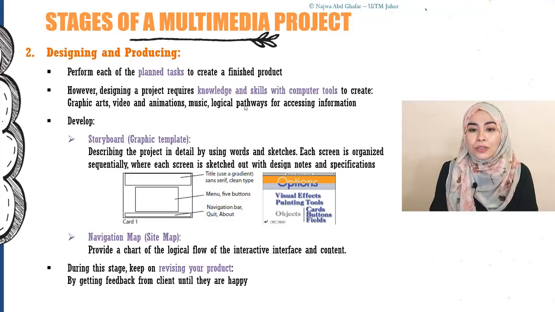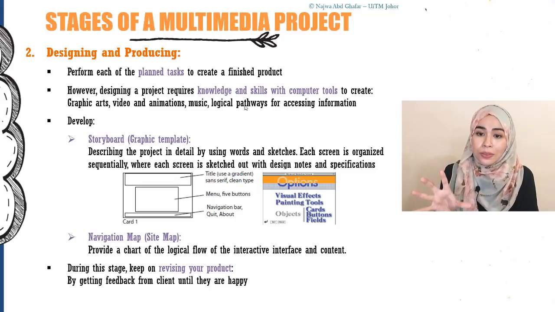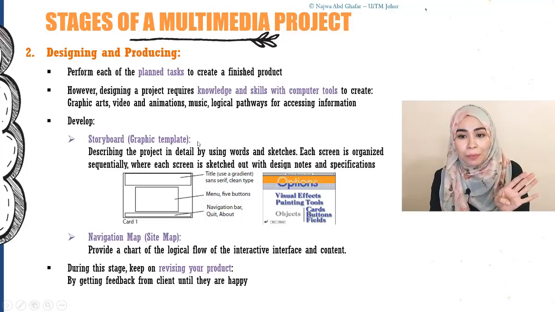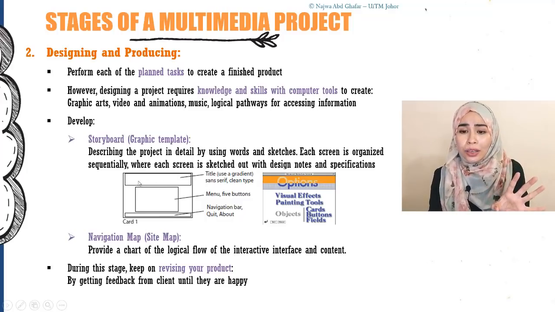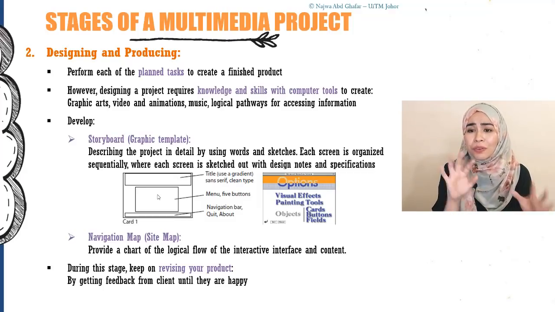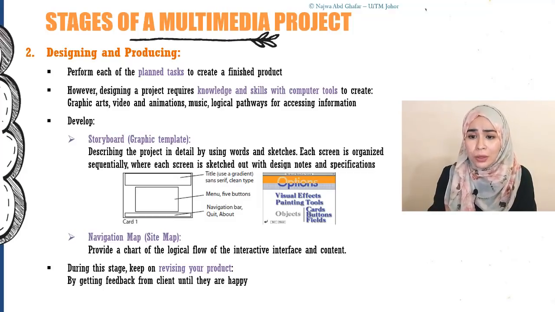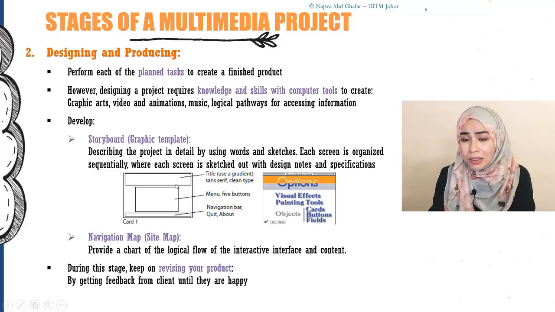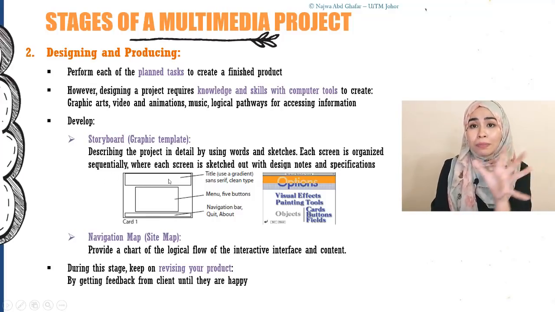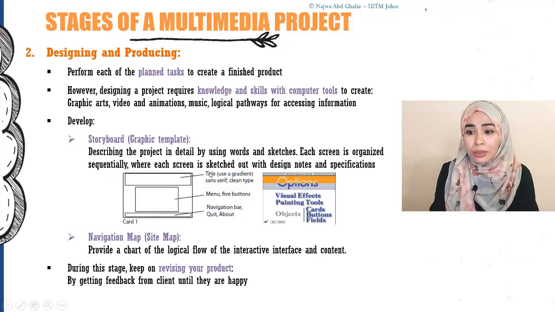During the designing and producing stage, you will develop a storyboard, which is a graphic template. Basically it will describe your project and how you're going to do it. You sketch out what your interface will look like, and then you provide some description. For example, at the top I want to put a title, in the middle I want to put a menu, and down here I want to put a navigation bar. So when it comes time to actually create the product, the application will follow the storyboard that you've done.